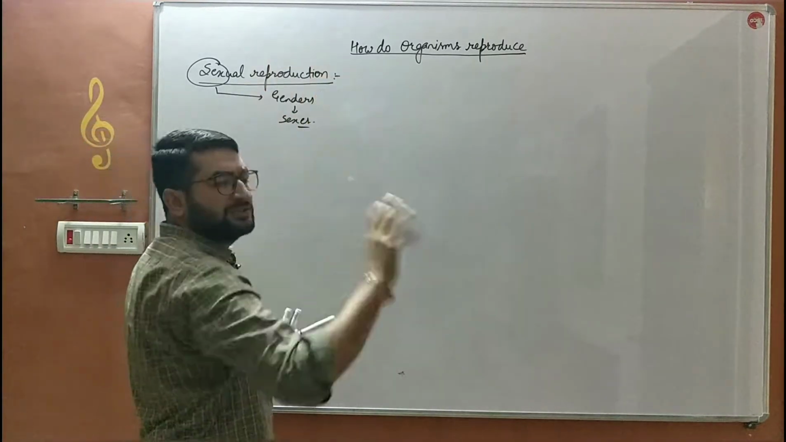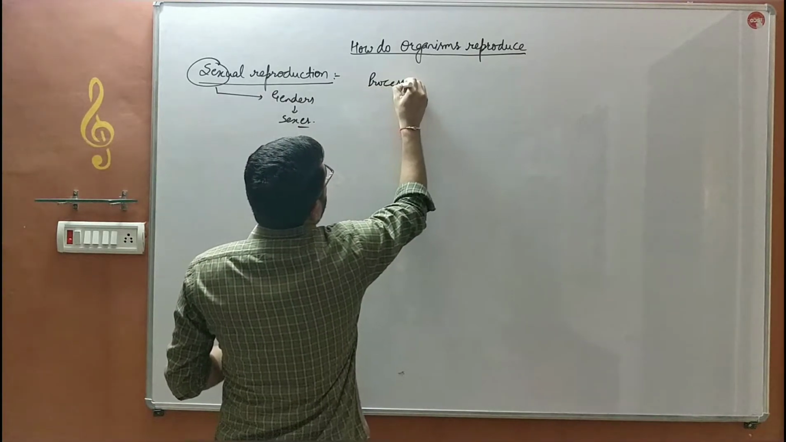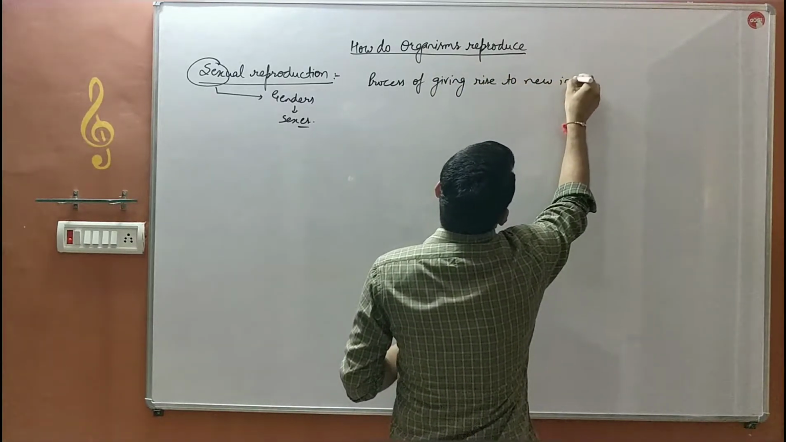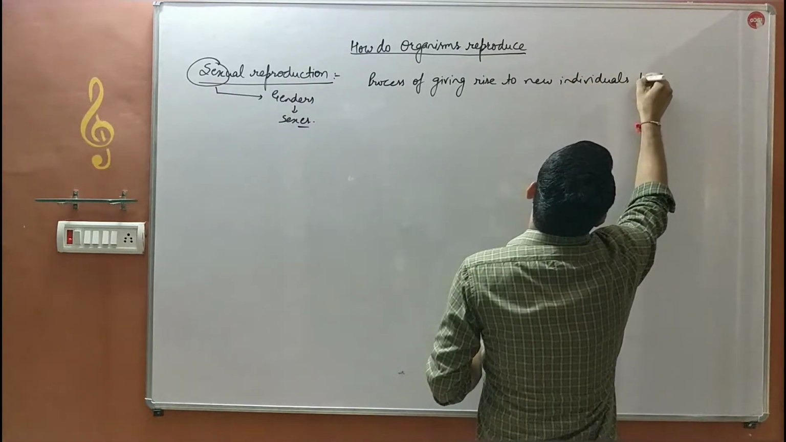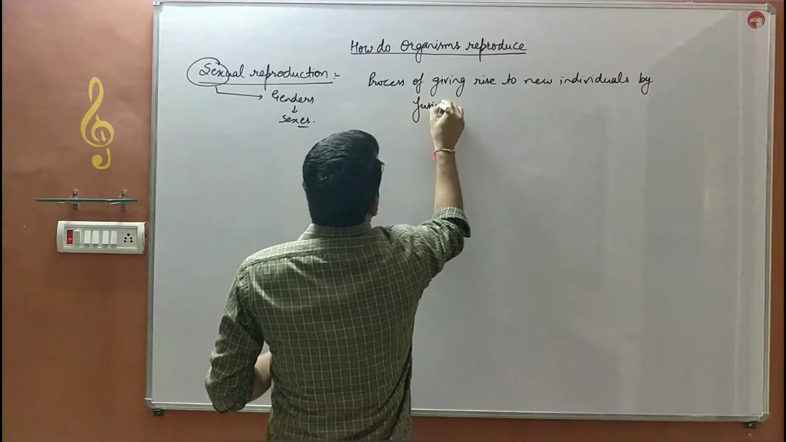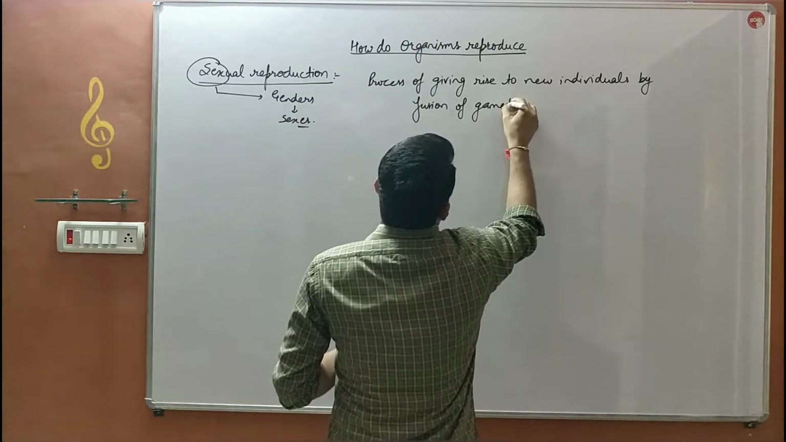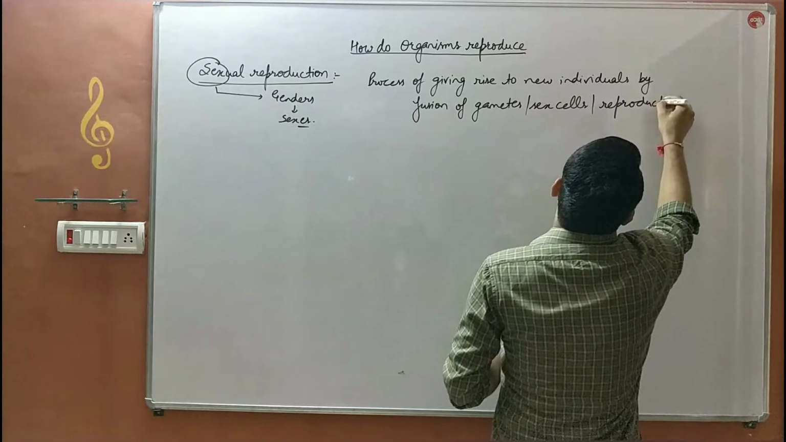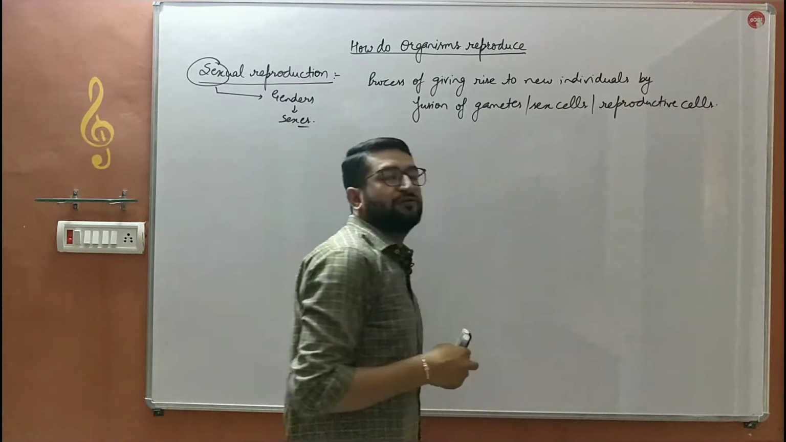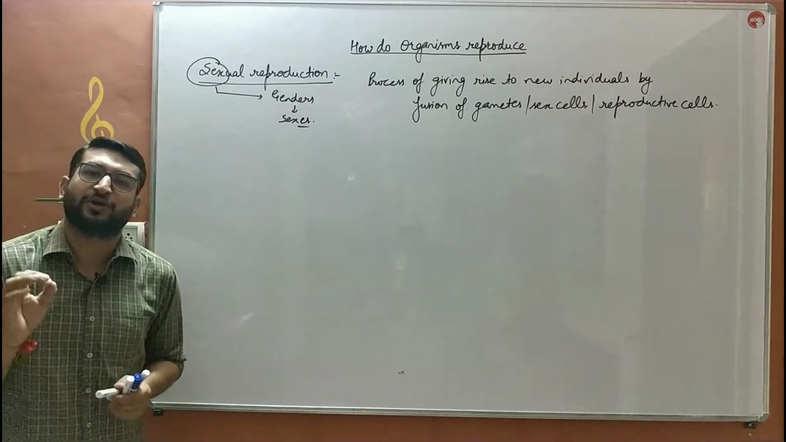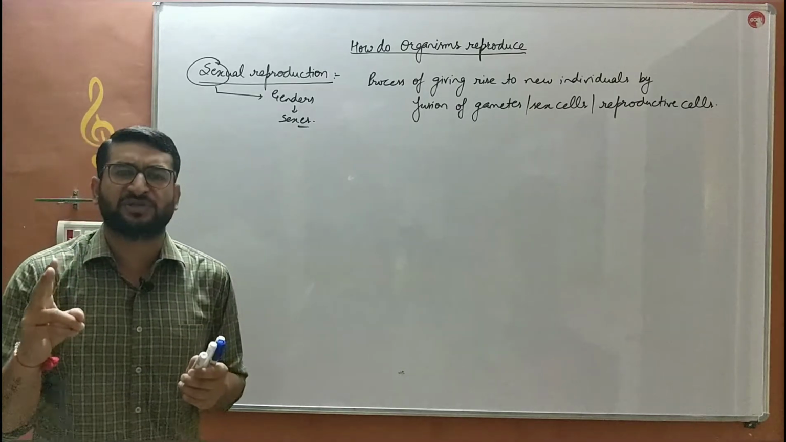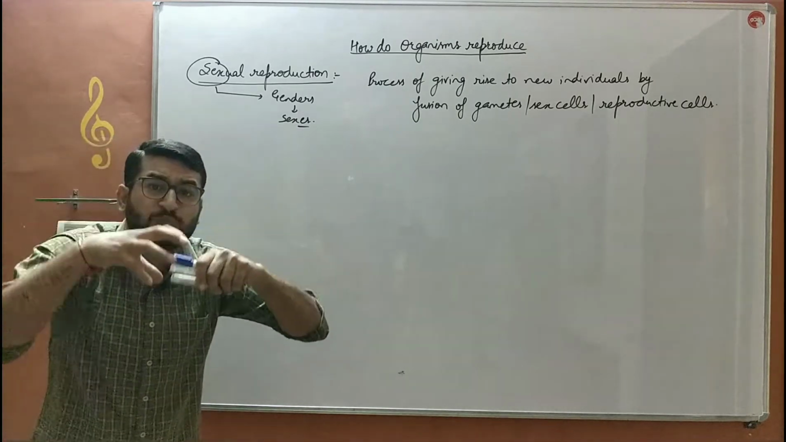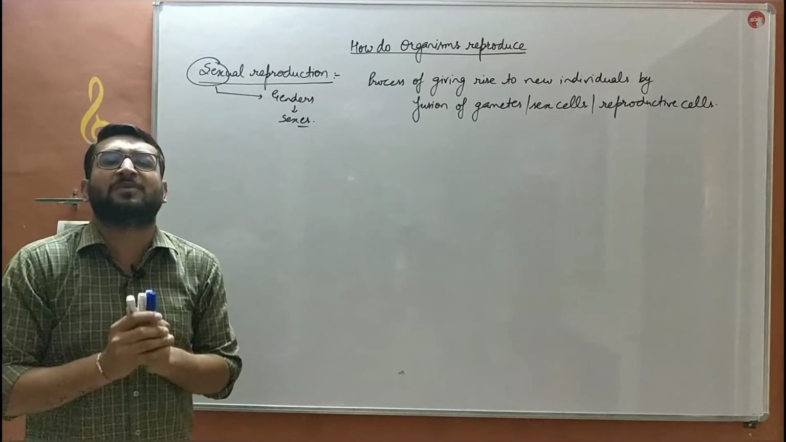So what is sexual reproduction? It is the process of giving rise to new individuals by fusion of gametes or sex cells or reproductive cells. That means of reproduction is known as sexual reproduction. The method in which two organisms produce their respective gametes, and those gametes then fuse with each other, mix with each other, and form a new organism.